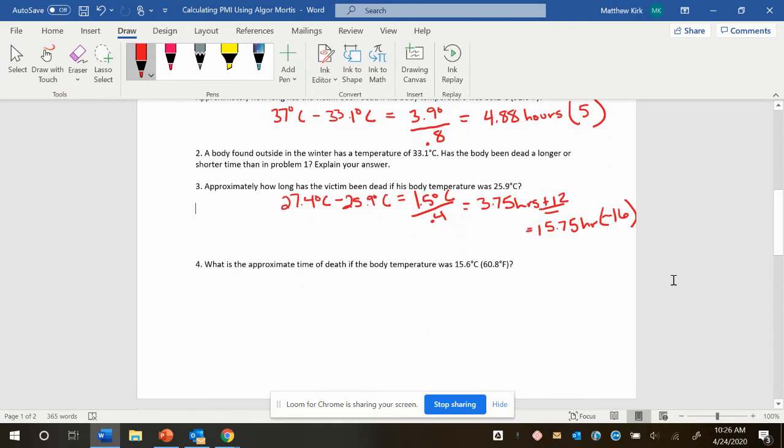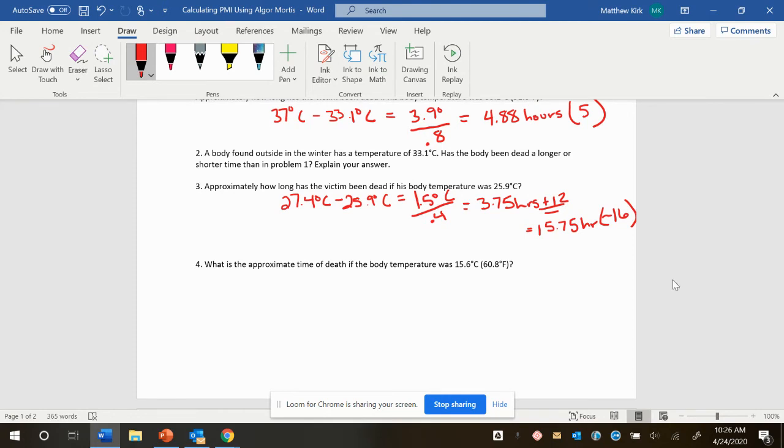Number 4. What is the approximate time of death if the body temperature was 15.6 degrees Celsius? So again, let's figure out what sort of problem we have. That measured temperature is what? Is it over or under 27.4? Looks like it is under 27.4. So that means it's longer than 12 hours. So let's figure this out.